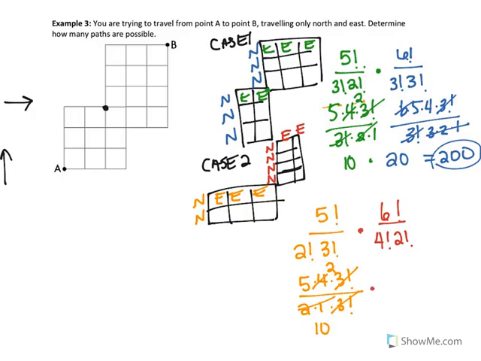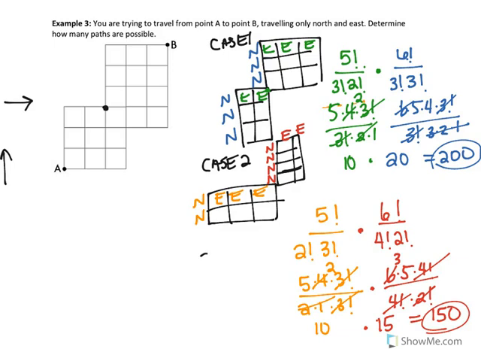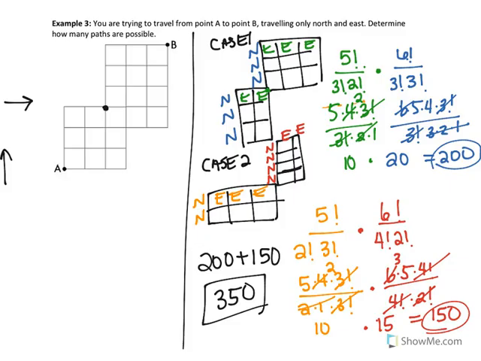So same as the other one for that. Now we have 6 times 5 times 4 factorial over 4 factorial times 2 factorial. The 4 factorials will cancel. And we can go 6 divided by 2 is 3. So we're left with 3 times 5, which is 15. So route B has 150 options. So altogether, including both cases, we have 200 plus 150. So there are 350 different routes you can take to get from A to B.